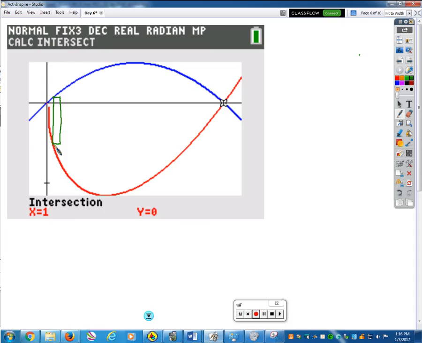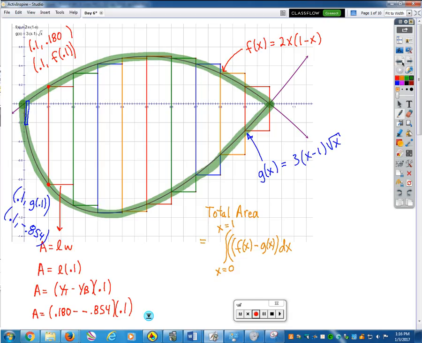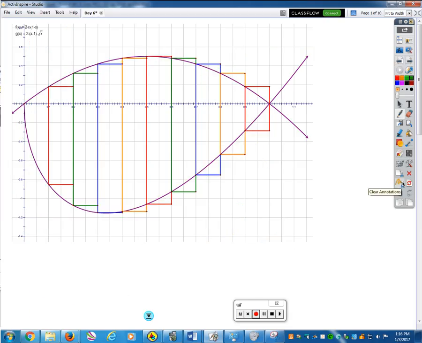So turn to that last sheet, and I've already drawn a bunch of rectangles for you. We're going to look at this first rectangle here that's red on the board. It's the very first one that I've drawn, and we're going to talk about how to find the area of that rectangle. Once we figure that out, we'll go to the next and the next.